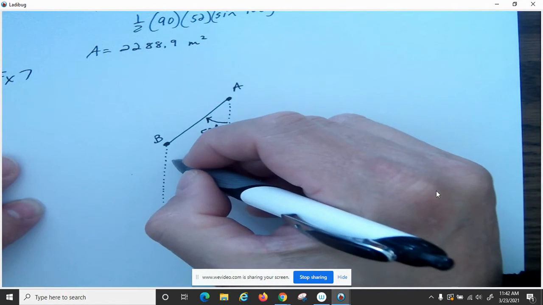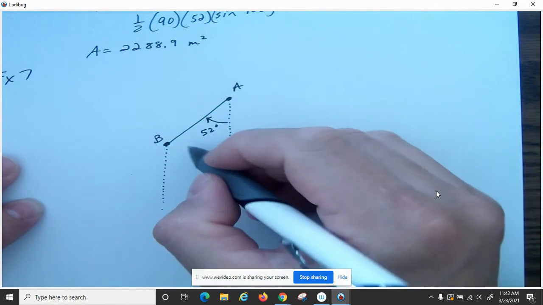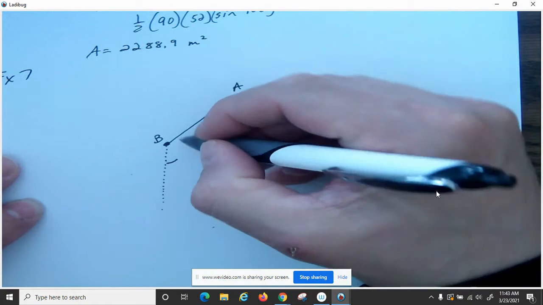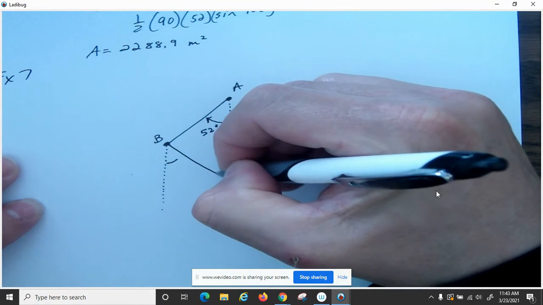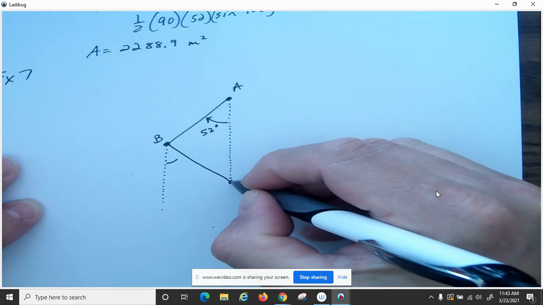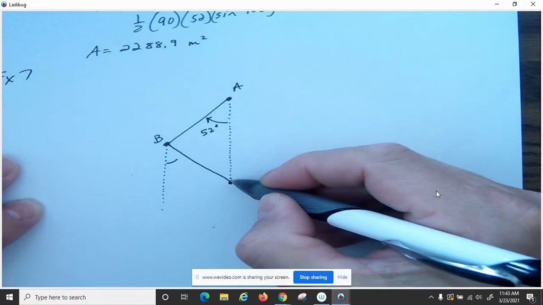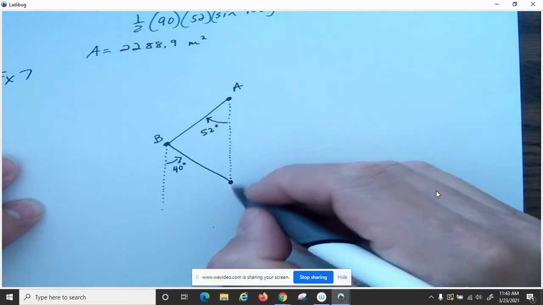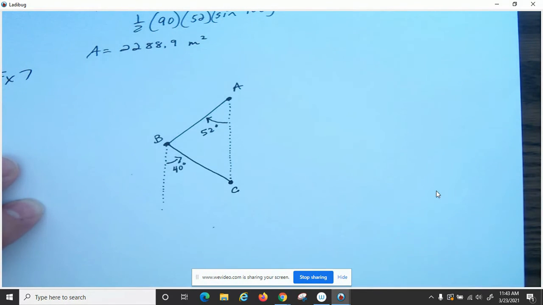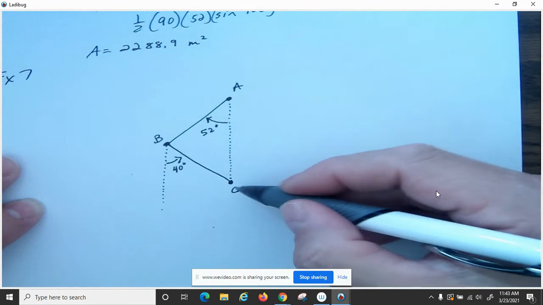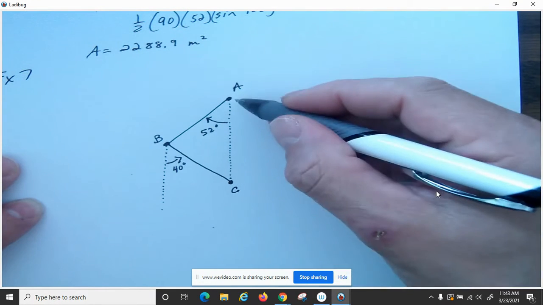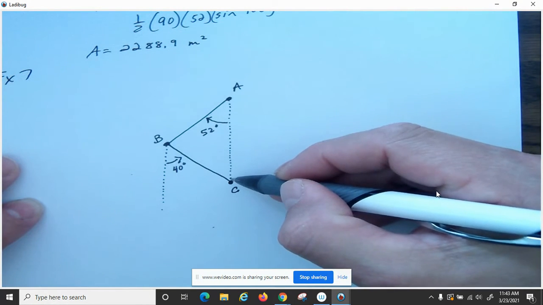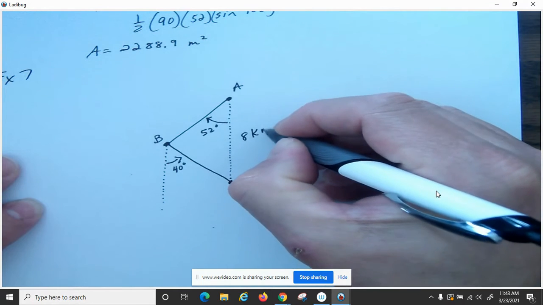And let's open up an angle to the east. East is going to the left. One thing I do know is that we end at point C, and point C is directly south of point A. So this would be a 40-degree angle right here. Let's call that point C. And the last thing that we know is that point C is 8 kilometers directly south of point A. So I know this is 8 kilometers.